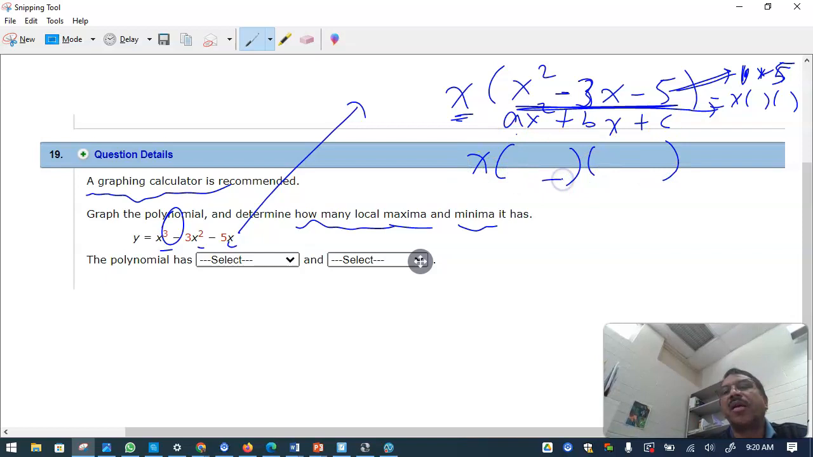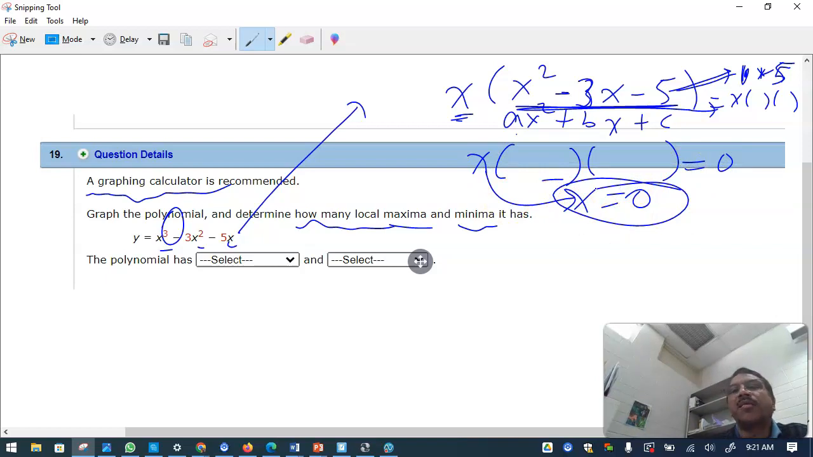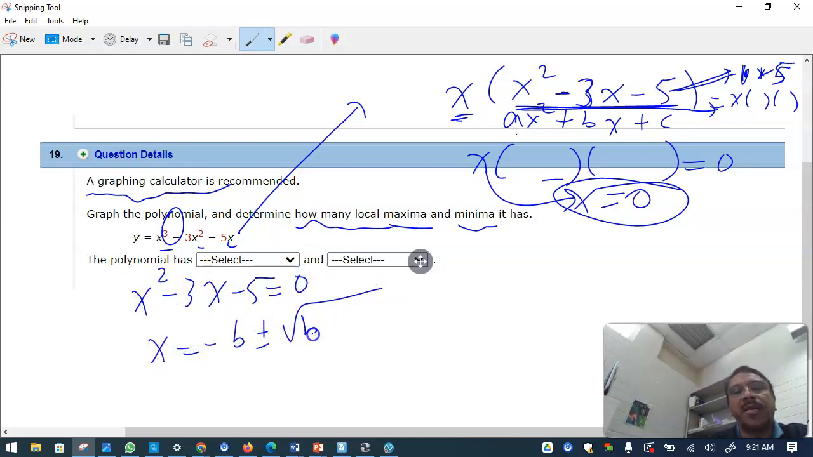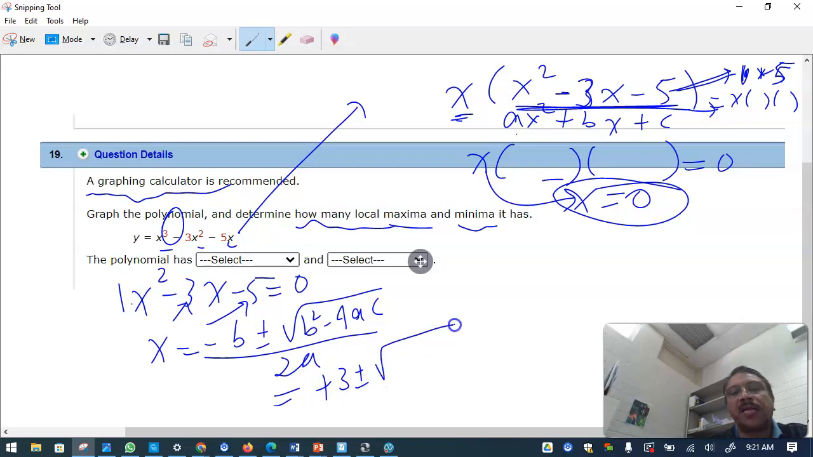We can figure it out directly. One of the factors is 0, that means x equals 0. To figure out the other ones, you write x squared minus 3x minus 5. You want to know when this is going to be 0. You can use the quadratic formula, b squared minus 4ac, divided by 2a. Here a is 1, b is minus 3, c is minus 5. I'm going to write it directly. You can check this out. You get plus or minus square root of 29 divided by 2.